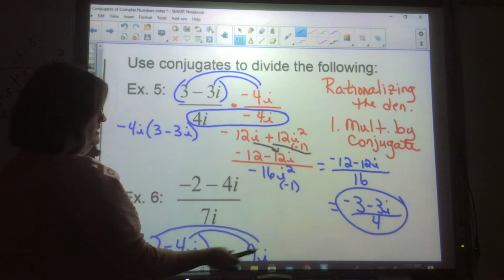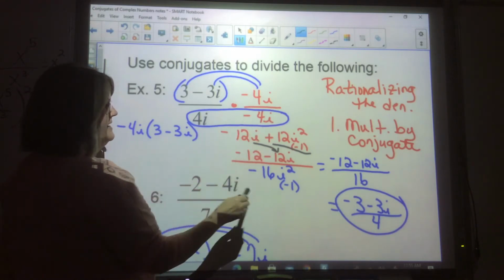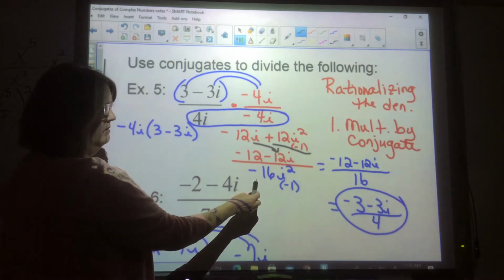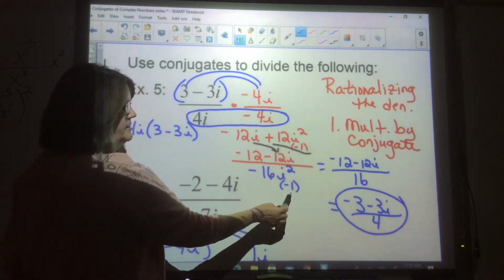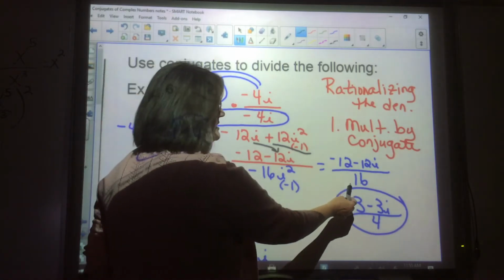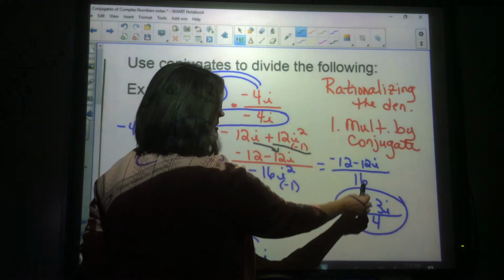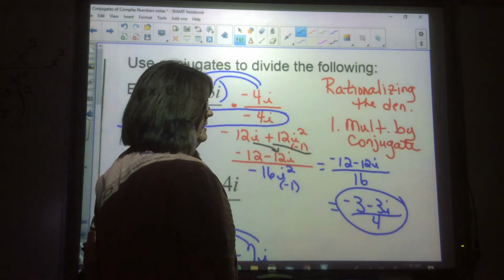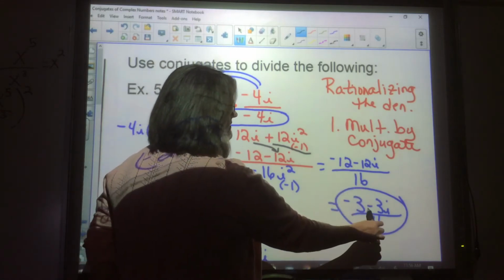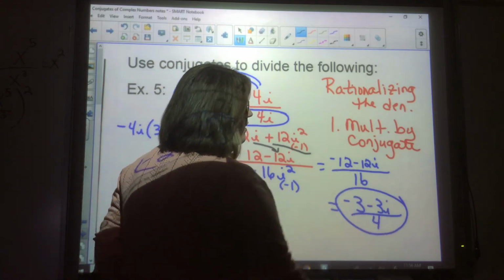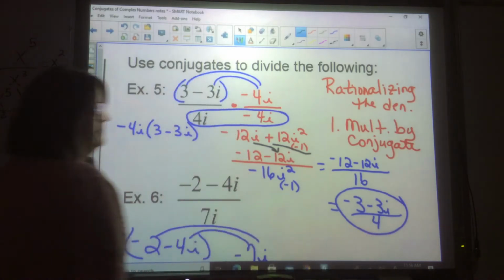All right, now we do the denominator the same way. 4i times negative 4i is negative 16i squared, right here. i squared is negative 1. Negative 16 times negative 1 is positive 16. And then we have to simplify. Because 12 and 16 all have a common factor of 4, we take 4 out, and that leaves us with negative 3 minus 3i over 4. Now, I know I'm finished because I do not have an i in the denominator.